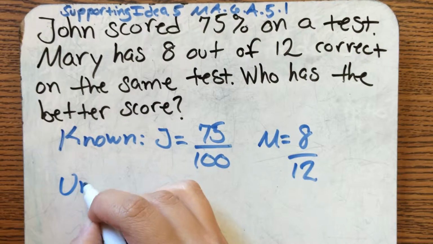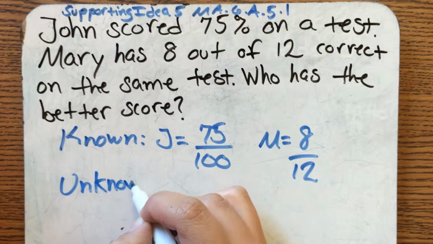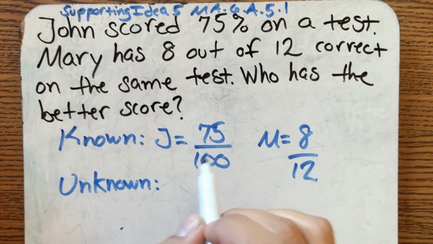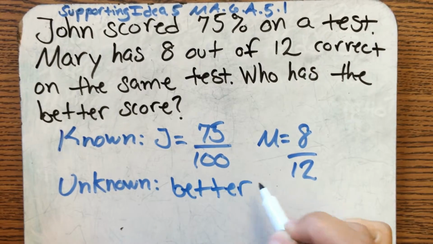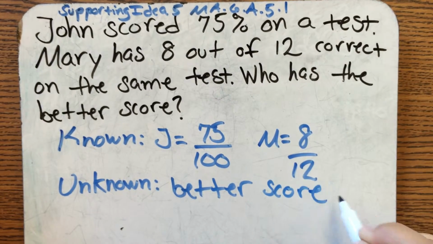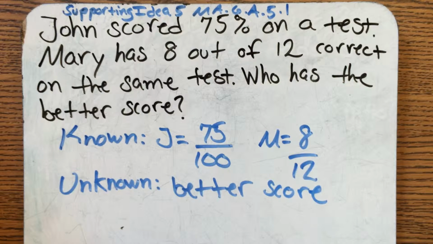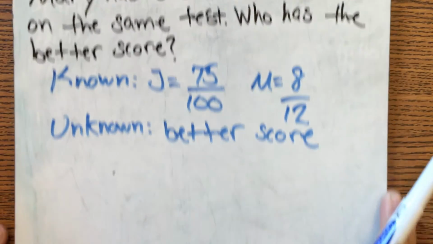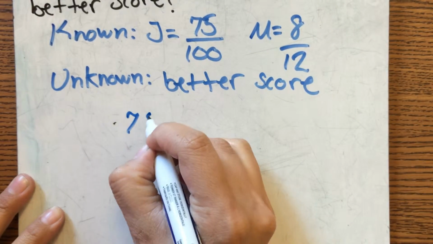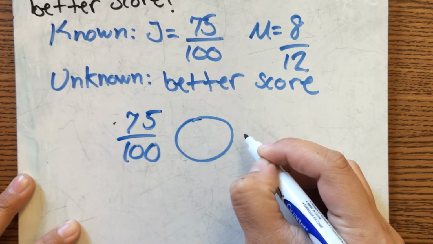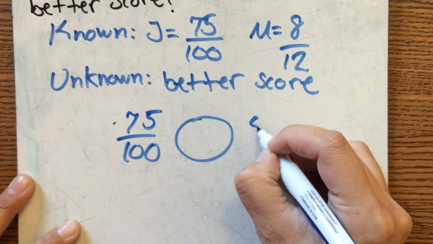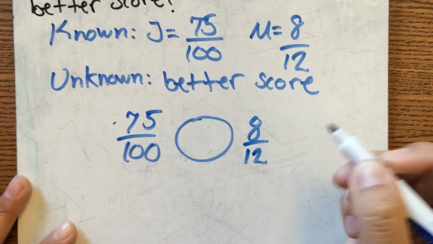What's the unknown? What don't we know? We don't know who has the better score. So let's see if this is greater than, less than, or equal to this. Here we go. 75 over 100 is greater than, less than, or equal to 8 out of 12.